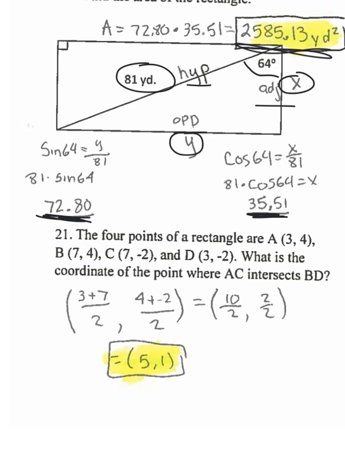Totally not. Anyways, the 4 points of a rectangle are A (3, 4), B (7, 4), C (7, -2), and D (3, -2). What are the coordinates of the point where AC intersects BD? In a rectangle, the diagonals will intersect each other in the middle.